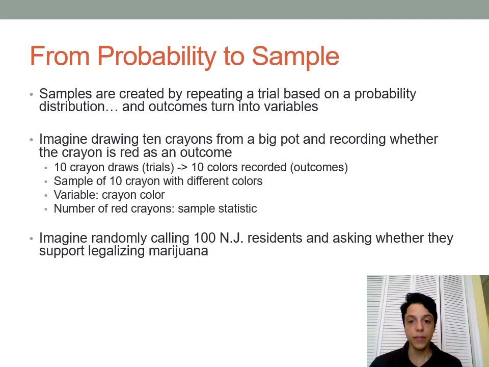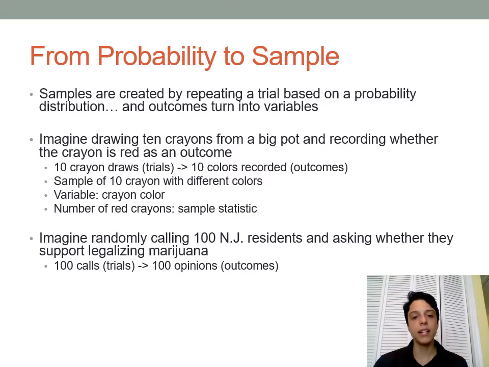Another example that sort of brings us more into the idea of samples that we talked about so far would be to imagine randomly calling 100 New Jersey residents and asking them whether they supported legalizing marijuana this past year. So here, instead of drawing crayons from a pot, we're essentially drawing people from a state population. But it's the same idea. And if you make 100 calls, it's like having 100 trials. So we're essentially drawing one person each time we make a call, and we are recording some outcome, which in this case would be their opinion about marijuana.